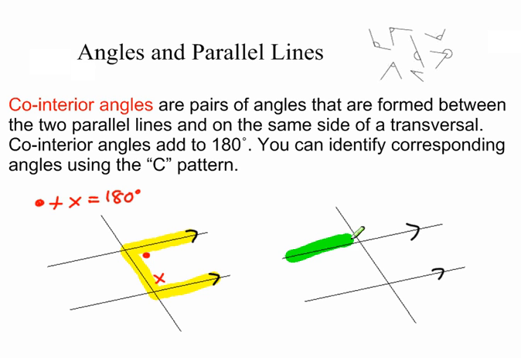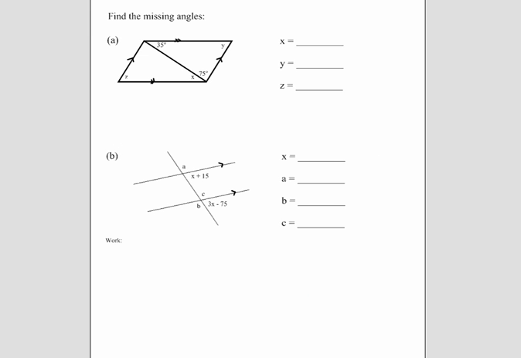You might have this backwards-looking thing. It might look more like a U, depending on the way that the parallel lines go. So let's look at some examples with that. In the top example, you have a parallelogram, and there are a series of parallel lines, and you need to find the missing angles.